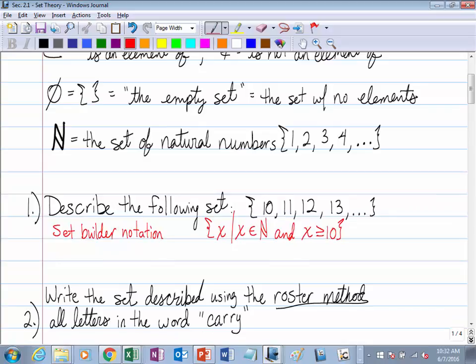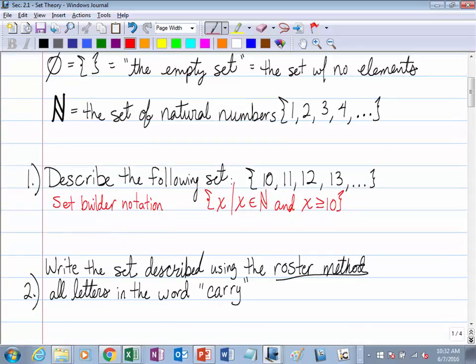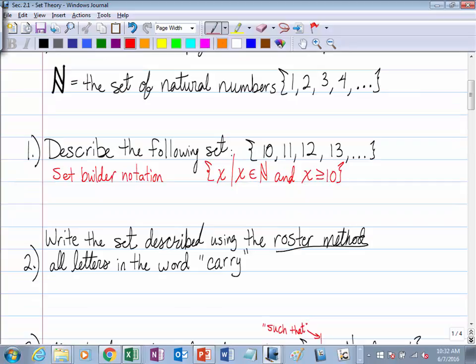So then if we want to write the set described using the roster method, all letters in the word carry, we would just list them. We would have the curly braces. So we have C, we have A, we have R, and we have Y. And you don't write the same thing twice. You only write each thing once. So that's what it means when it says a set consists of distinct elements. They're different, so you don't list the same thing twice.